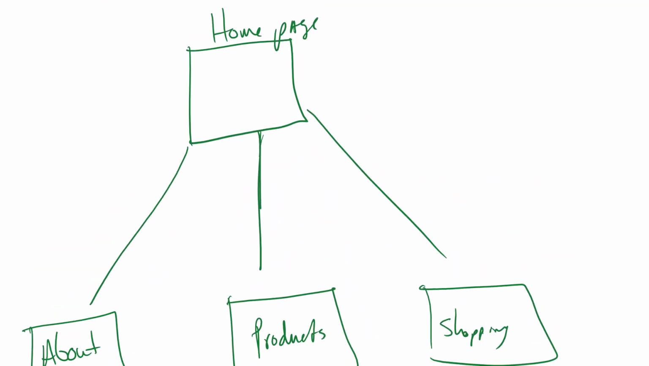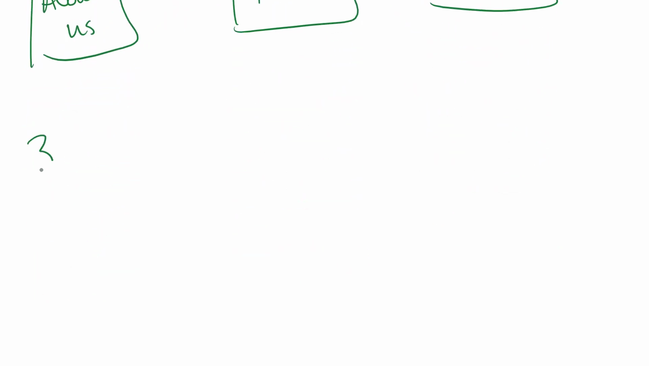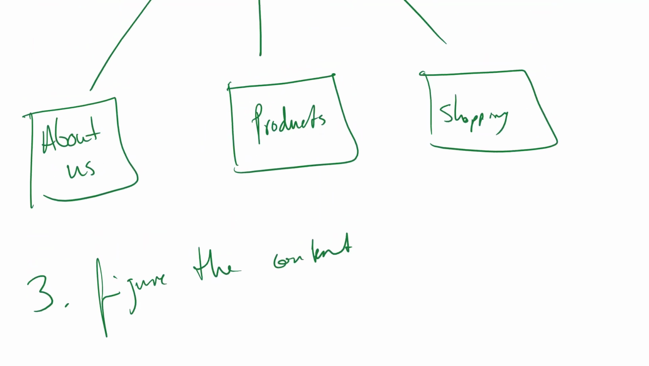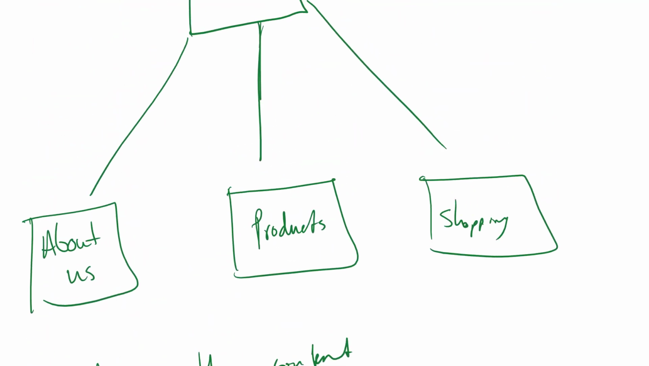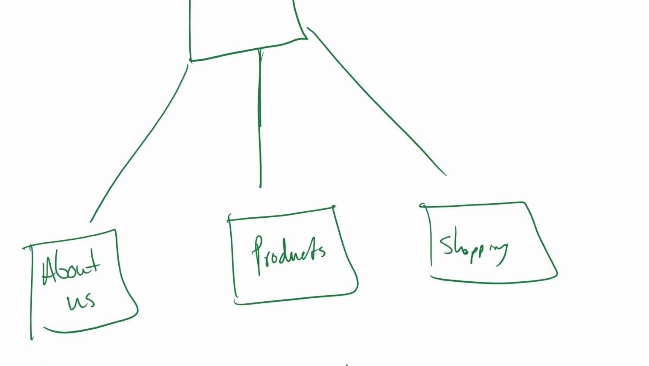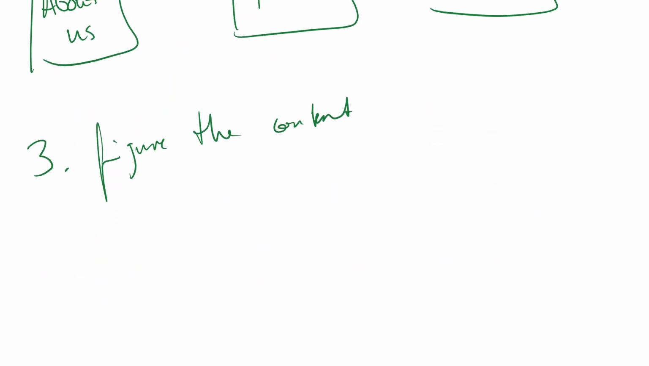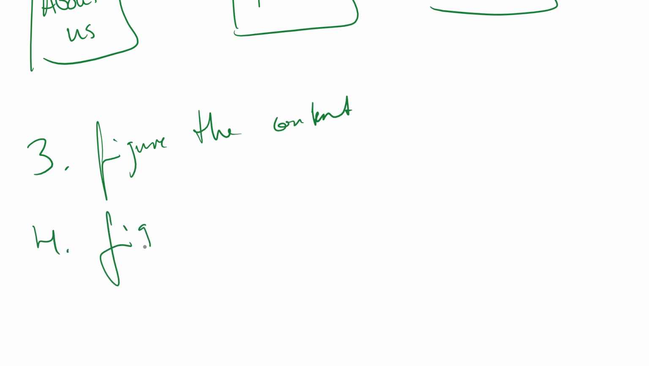And then once you've done that, step number three is to figure out the content. What do you want in these pages? Because you need to know your content in terms of the text, the images, and so forth. So you can start building menu items, menus in your homepage and all your other pages. And then you're going to figure out the page structure, how it's going to look.